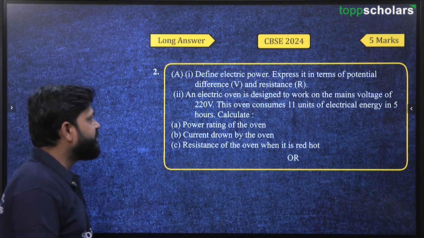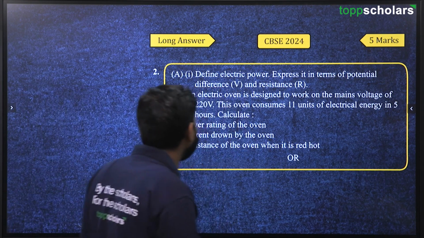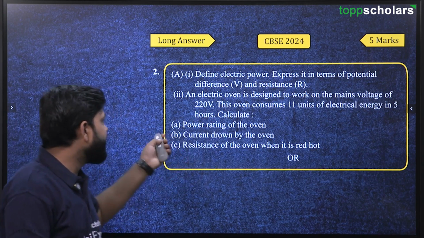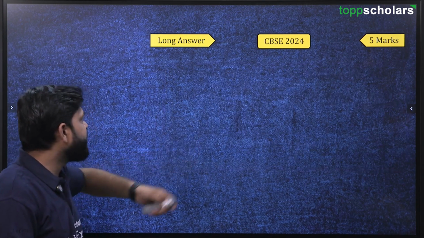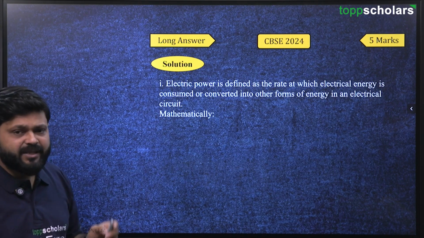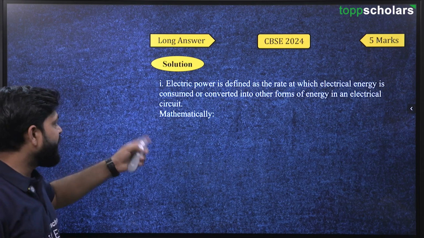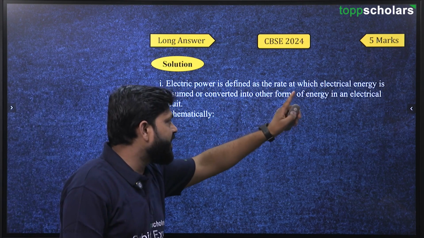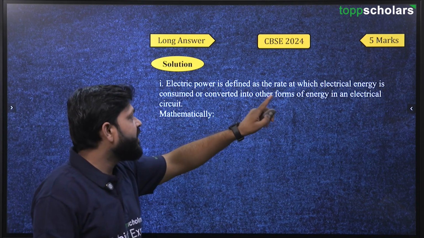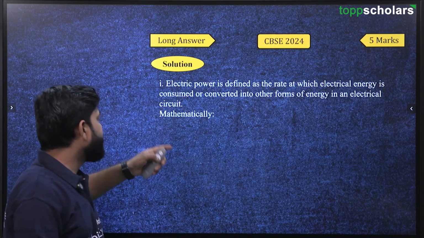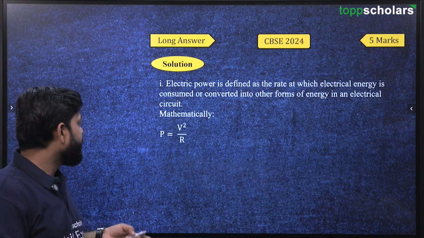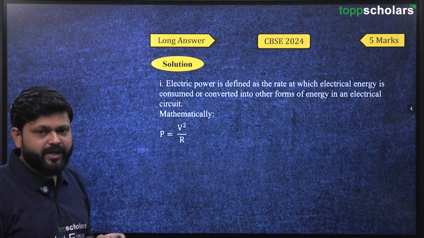Now the next question is: define electric power, express it in terms of potential difference and resistance, right? And the next part is about an electric oven. We will see this question later. First, we will see the first question, define power in terms of potential difference. Electric power is defined as the rate at which the electrical energy is consumed or converted into another form of energy in an electrical circuit. We know that P equals V square upon R.